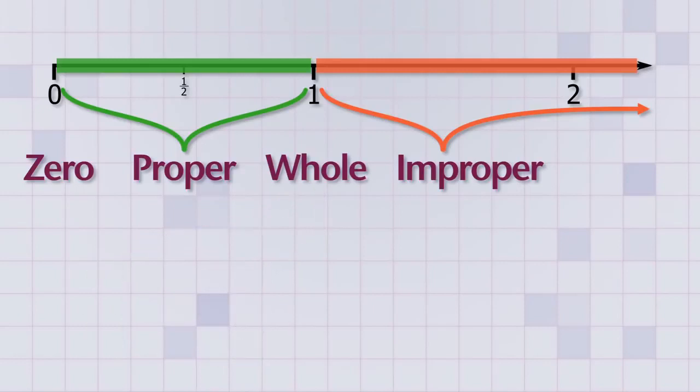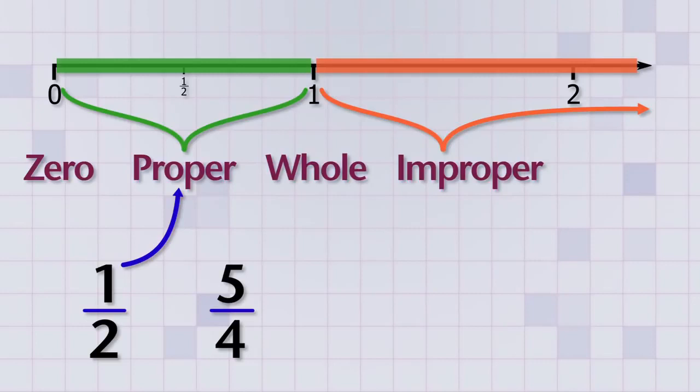And finally, what about 1/2 and 5 over 4? Now we know that 1/2 is a proper fraction, but 5 over 4 is an improper fraction because its top number is bigger than its bottom number.